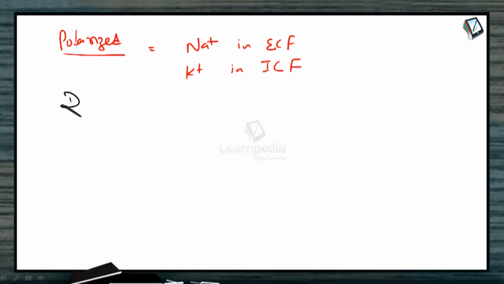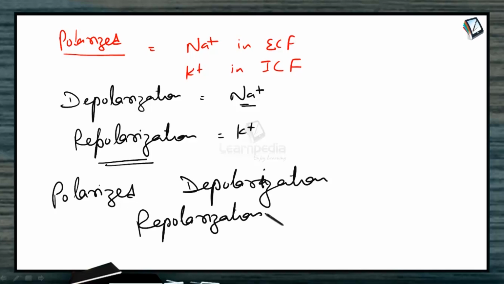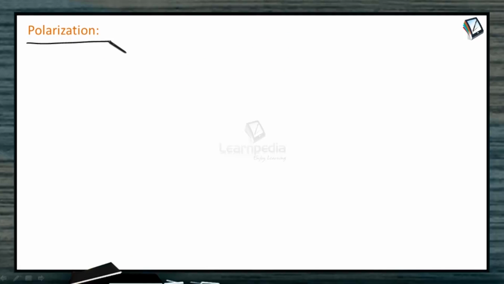At polarized stage, we can observe two things: more sodium in ECF and more potassium in ICF. During depolarization, there will be only influx of sodium, and efflux of potassium will result in repolarization. So let us now discuss all these three terms, polarized stage or polarization, depolarization and repolarization, in detail. So first is polarization. Let us now discuss something about polarized stage.